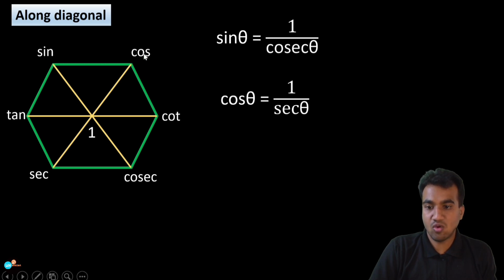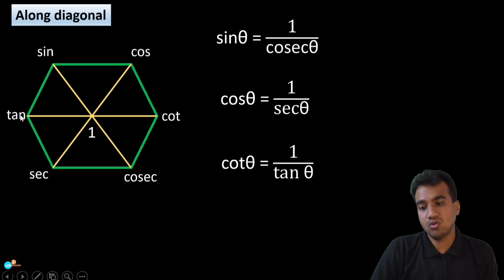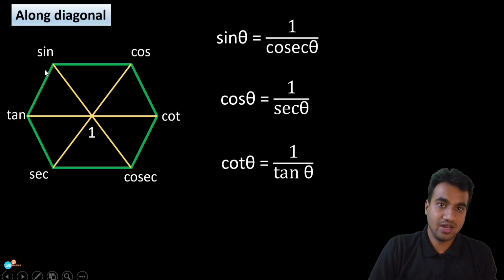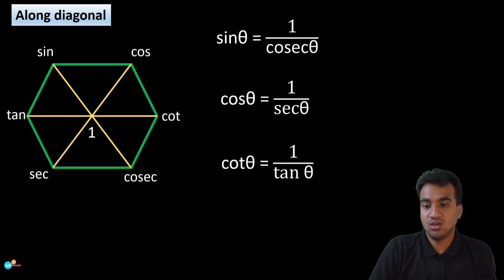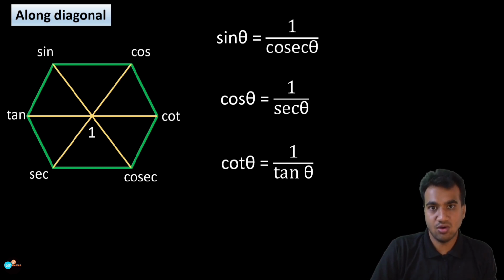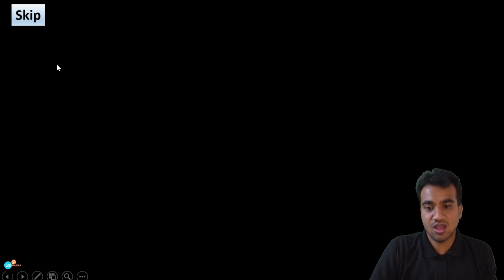And next one more diagonal, so cos theta is equal to 1 divided by sec theta, and next one cot theta is equal to 1 divided by tan theta, or you can take the reciprocal also, tan theta is equal to 1 divided by cot theta, that is also true, and sec theta is 1 divided by cos theta, cosec theta is 1 divided by sin theta, so that we will get 6 more formula using the same simple hexagon. We will move to the next one also, so that is a skip.